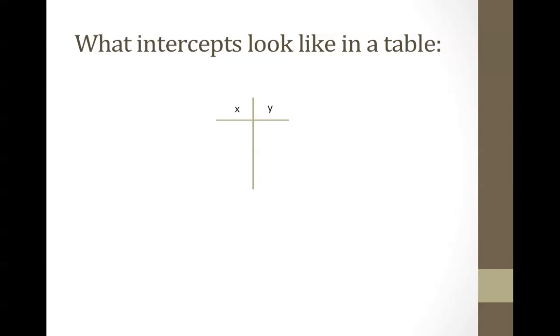Now let's look at what intercepts look like if we place them in a table. We said that the x-intercept has a general form x, 0. So if we were to find the x-intercept in a table, there would be some number in the x column and a 0 in the y column. We said that the y-intercept has the coordinates 0, y. So if we were to find the y-intercept in a table, it would have 0 for its x-coordinate and some number for its y-coordinate.